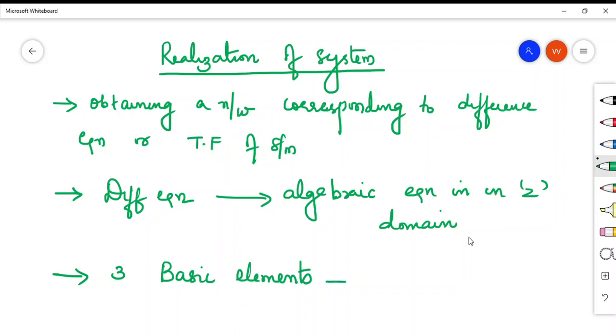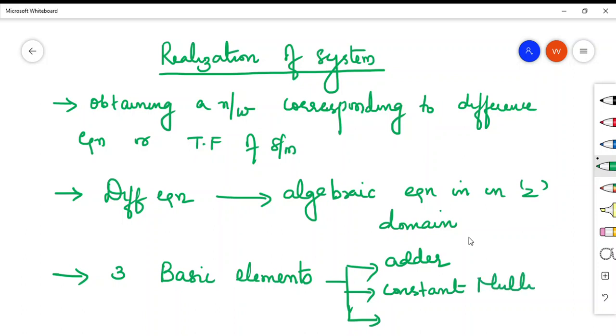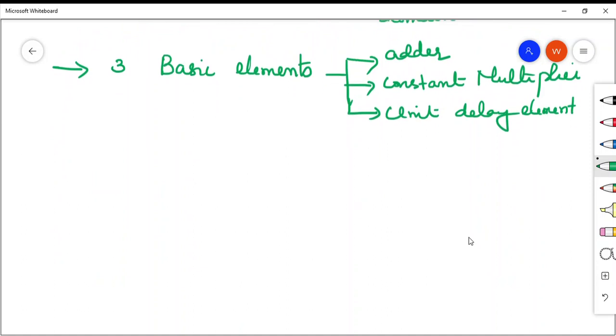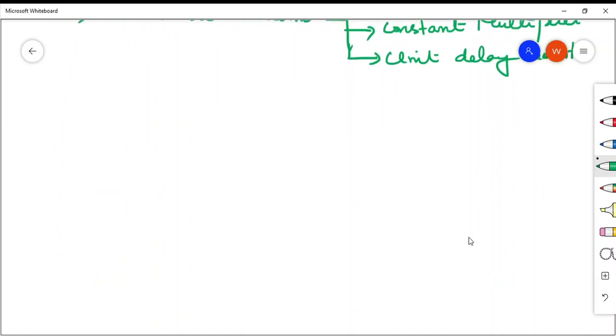Now, these three basic elements are, first one is known as an adder, second one is known as constant multiplier, and third one is known as unit delay element. Now, we will see one by one. First, let's see what is meant by an adder.